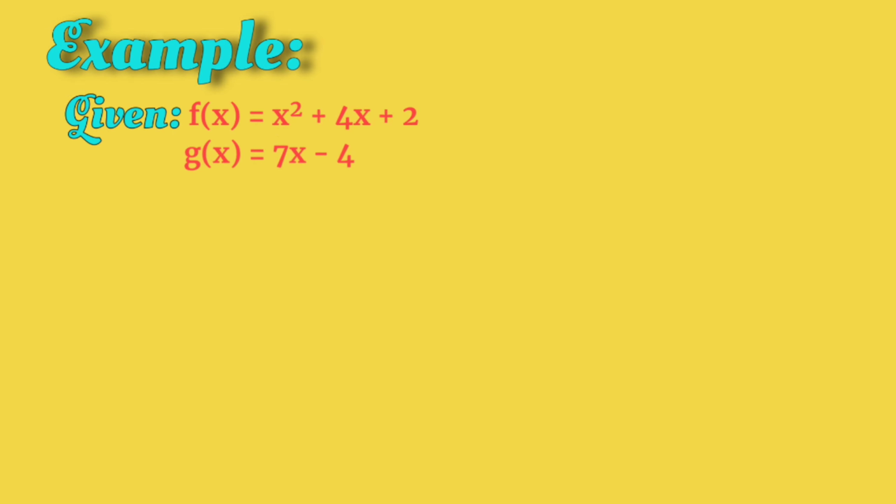Our given will be f of x equals x squared plus 4x plus 2, and our g of x will be 7x minus 4. And we will be using f composed of g of x, g composed of f of x, and f composed of g of 4. Let's solve first the f composed of g of x.